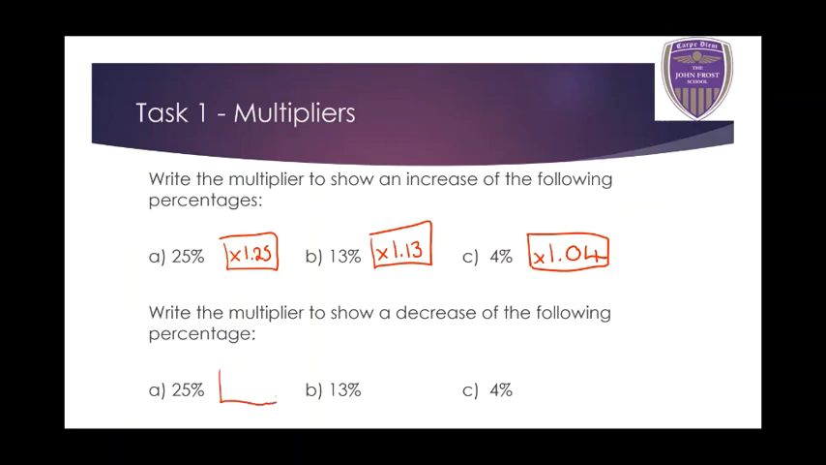Okay, and for the second one, a decrease of 25% would be times by 0.75. 100 take away 25 is 75% divided by 100. A decrease of 13% would be a multiplier of 0.87, again following the same method. And for a decrease of 4%, you would multiply by 0.96. Okay, so just a quick little warm-up task. Now we can jump into the main lesson now.